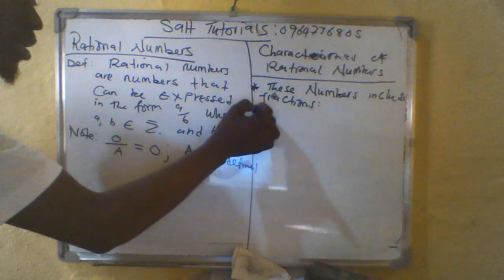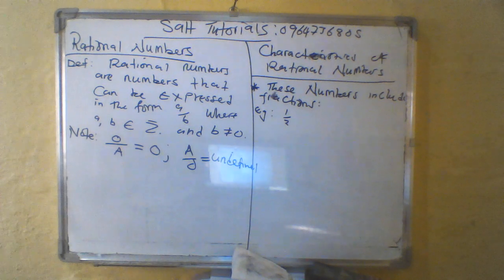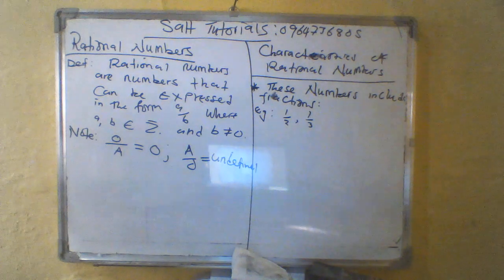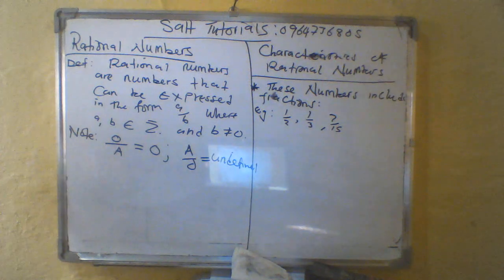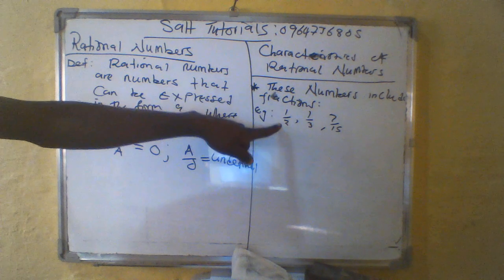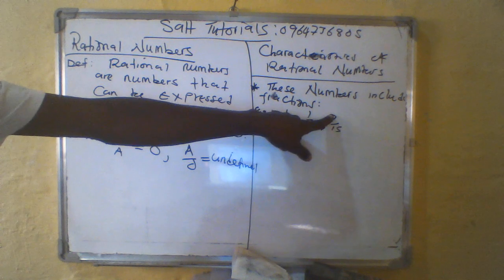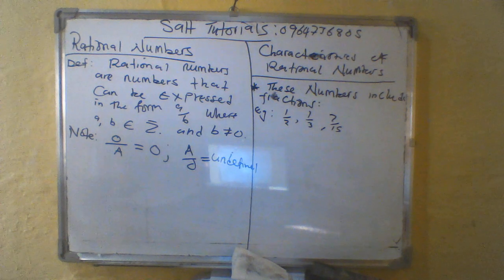For example, something like 1 over 2. 1 over 2 is a fraction. Maybe something like 1 over 3. 1 over 3 is a fraction. Maybe something like 2 over 15. 2 over 15 is a fraction. All these are rational numbers, where a is 1, b is 2; a is 1, b is 3; a is 2, b is 15. Anything which is in the fraction form is basically a rational number. So that's the first characteristic.